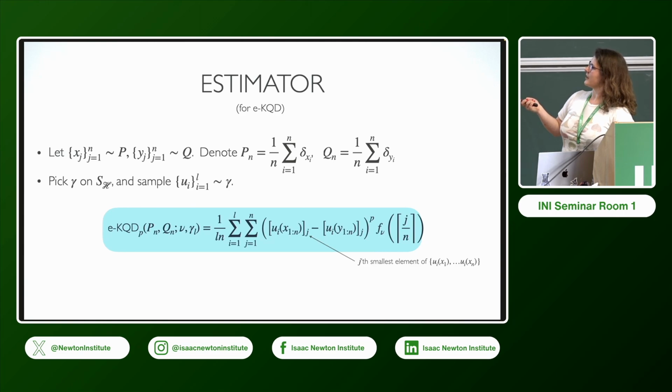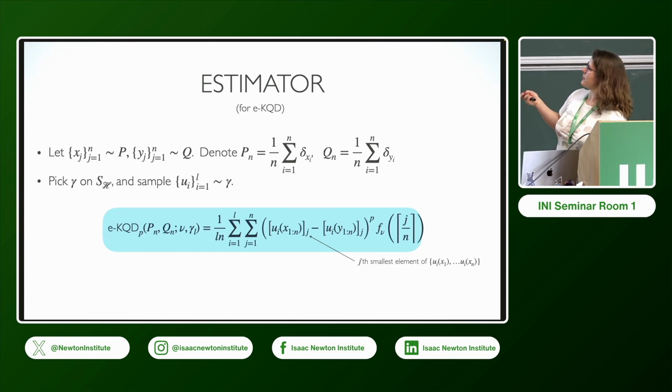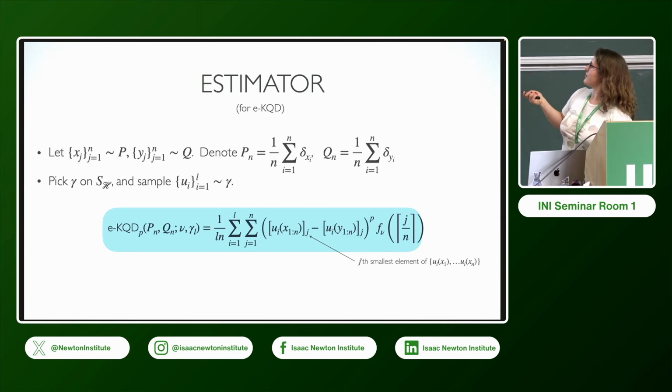Then expected kernel quantile discrepancy between Pn and Qn with measure nu, with density f nu, and the measure gamma L over the unit sphere takes this exact form, where we are summing over all directions and summing over all quantiles, and this approximates the difference between quantiles and weighs them with the nu of choice. This object here is the jth order statistic. That is just the j-th smallest element of ui of x1 to xn, and it's an estimator of this quantile, of the j divided by n ceiling quantile. So basically summing over n quantiles. That's what's going on here.